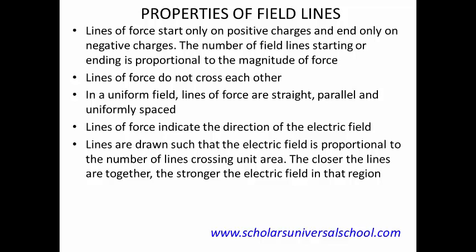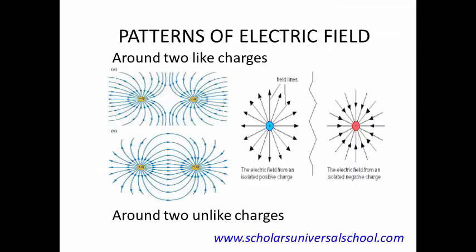Now, we want to talk about the properties of field lines. The first property is that field lines only start on positive charges and end on negative charges. From the previous diagram, we see that the electric line of force for a positive charge points outward, and that of a negative charge points inwards. So it's as if the positive charge is giving out the field and the negative charge is receiving it.